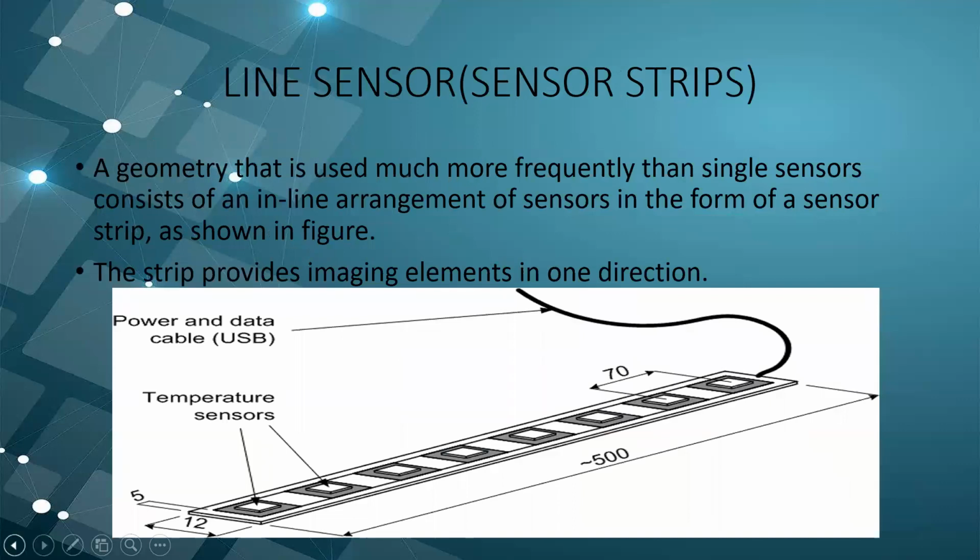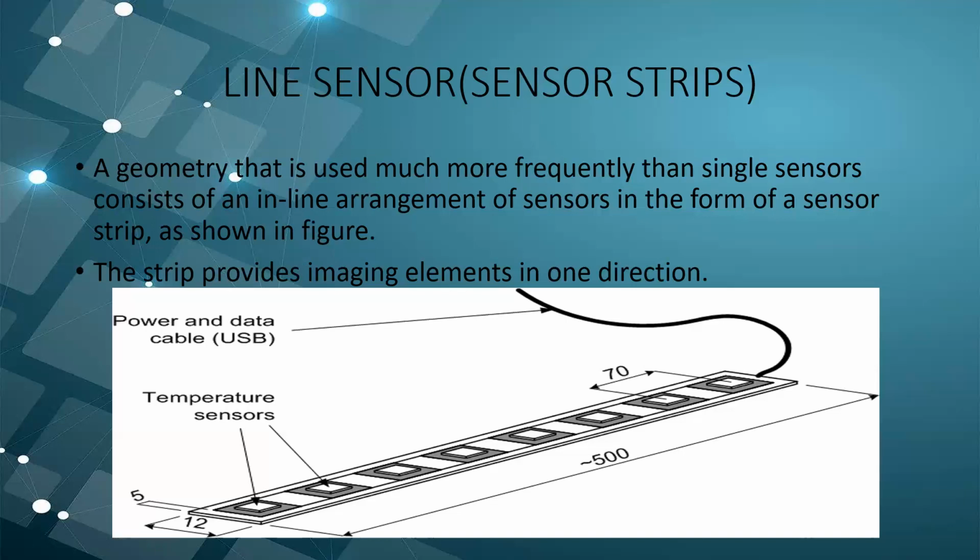Let's see the next one. Line sensor or sensor strips. A geometry that is used much more efficiently than a single sensor consists of an in-line arrangement of sensors in the form of a sensor strip, as shown in the figure. A strip provides imaging elements in one direction, with a power and data cable and temperature sensors. These sensors are arranged in-line next to each other. It's like a row, the sensors being arranged in a row.